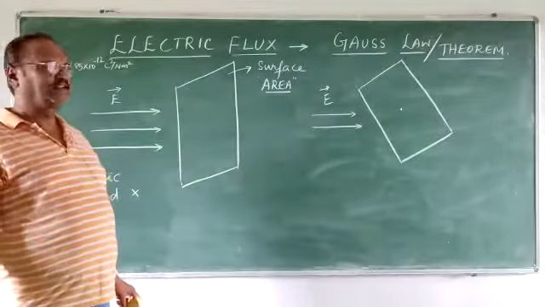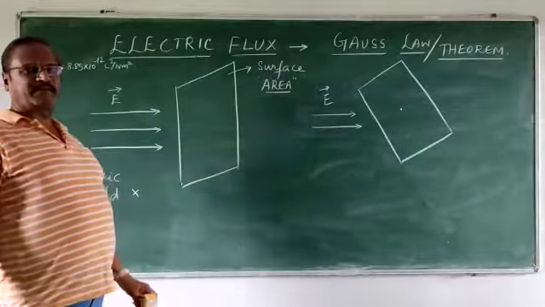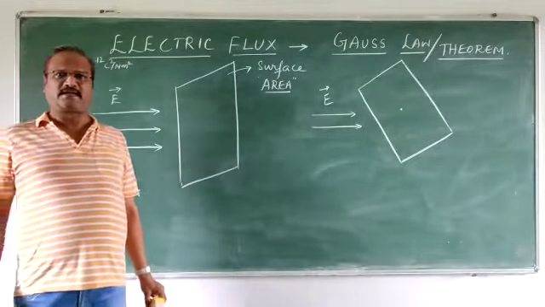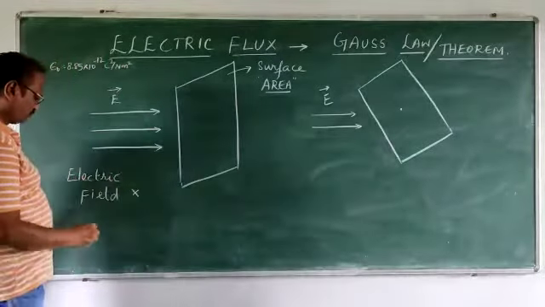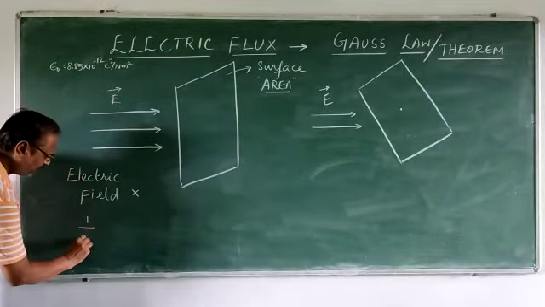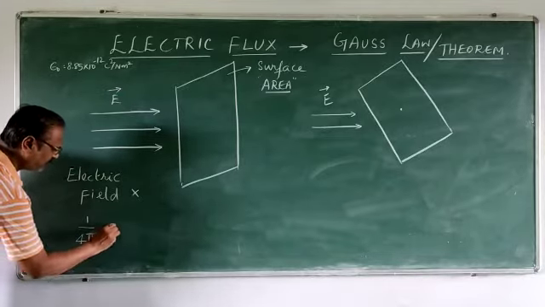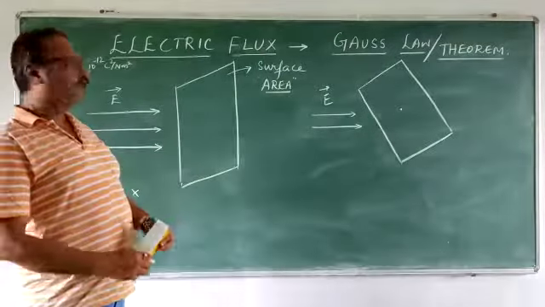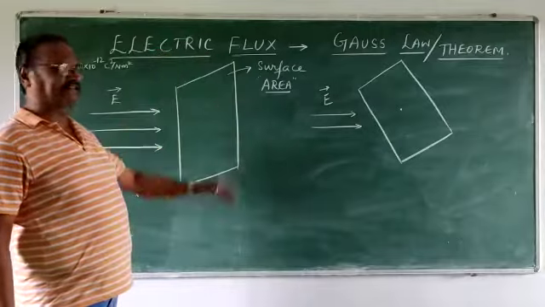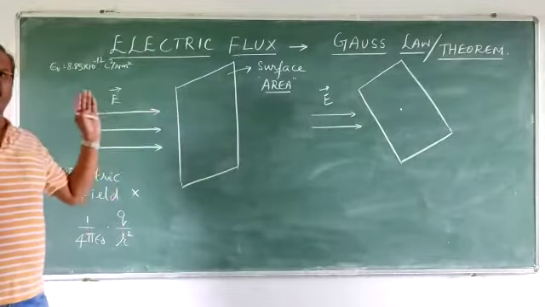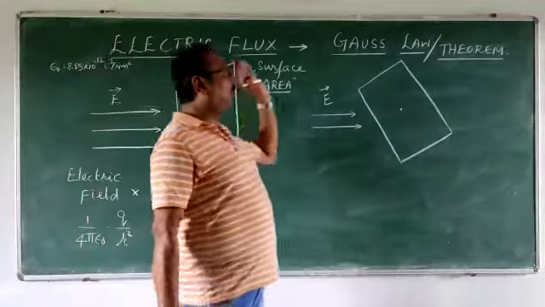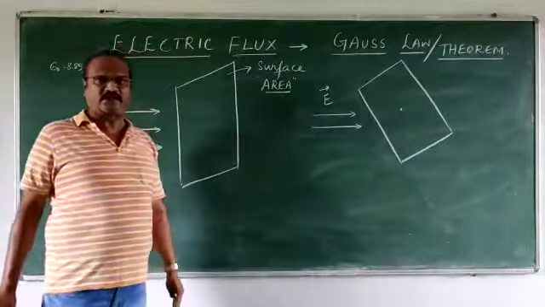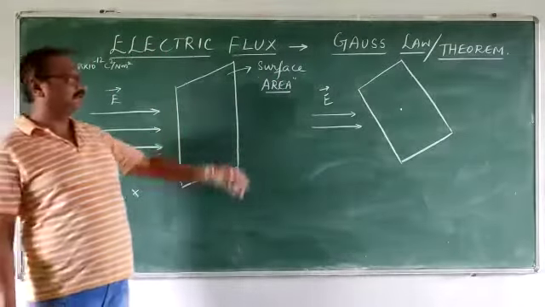Good morning. In the previous classes, we studied about electric field. Electric field of a point charge, we said, is 1 upon 4 pi epsilon naught into Q upon R square. Now, we are going to learn about electric flux. The concept of electric flux will lead us to Gauss law or Gauss theorem. Any one of them, either you call it as a Gauss law or Gauss theorem.